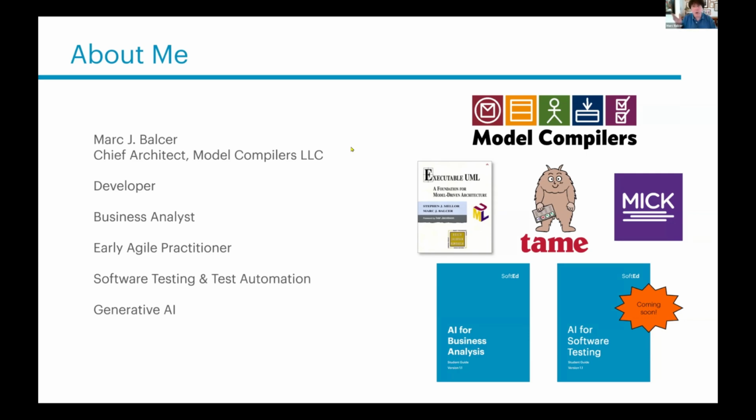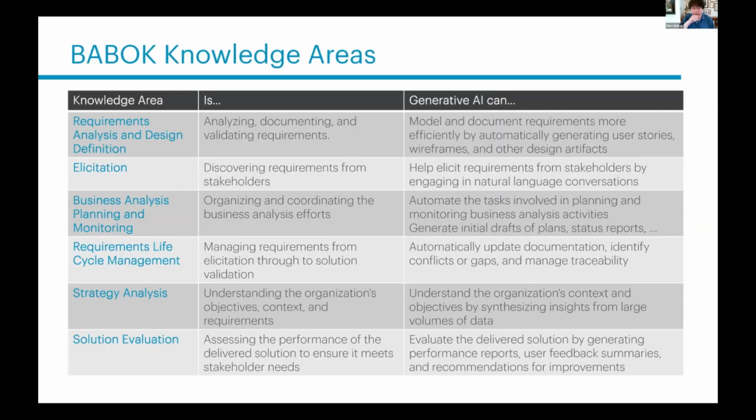Now, if you're familiar with the BABOK, the BA body of knowledge, you'll notice that there are six so-called knowledge areas. And one of the things that I like to cover and show people is that generative AI is able to help in all of these areas. And in fact, this is kind of a highlight of what you're going to be seeing today in this webinar.